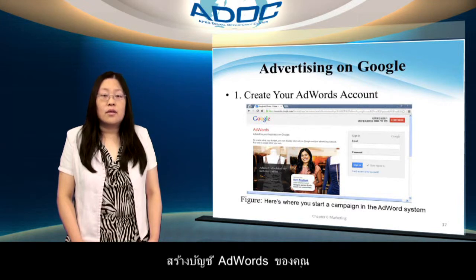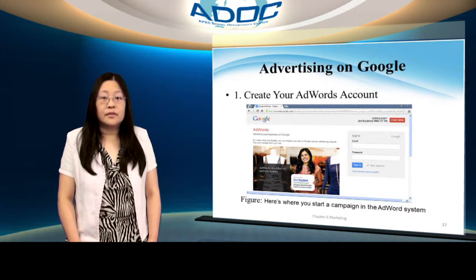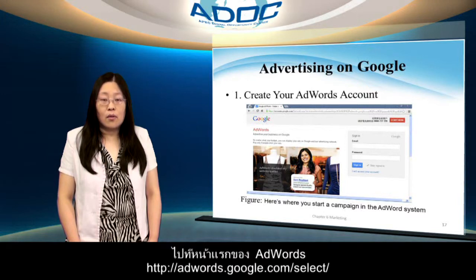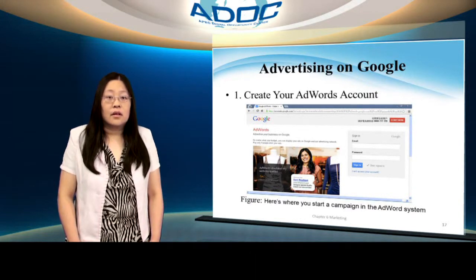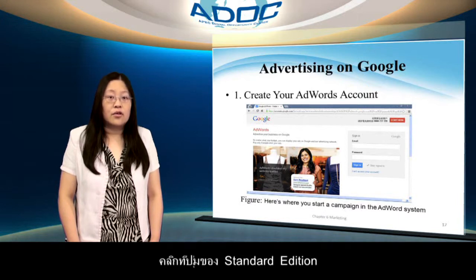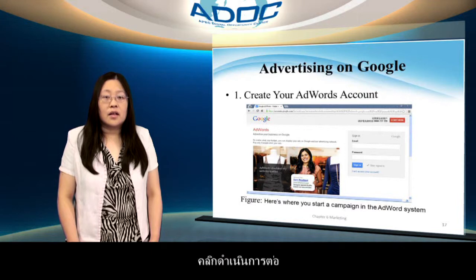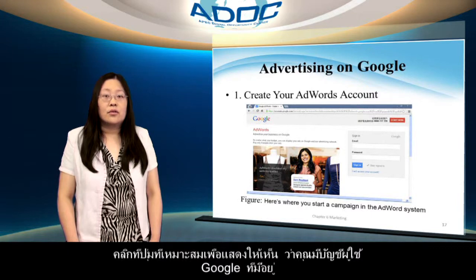Create your AdWords account. First off, you have to create a Google AdWords account. Go to the AdWords homepage, http://adwords.google.com. Click the Click to Begin button. Click the Standard Edition button. Click Continue. Click the appropriate button to indicate whether you have an existing Google account.